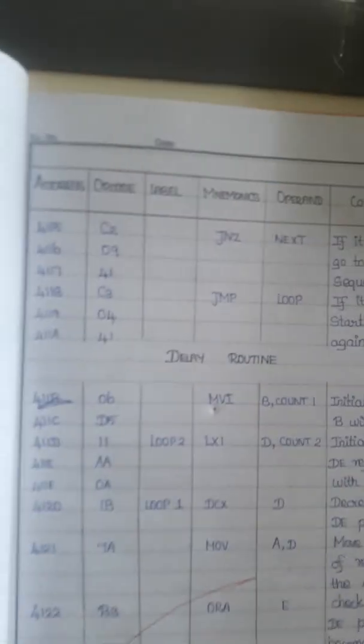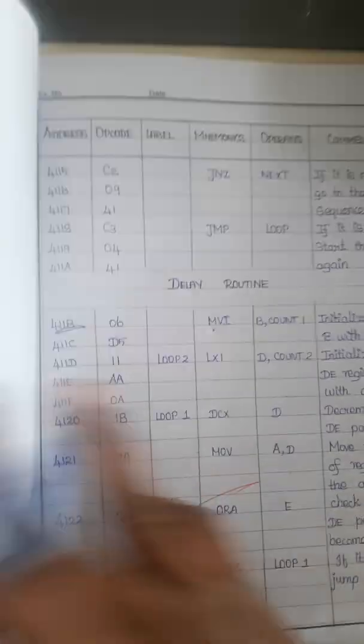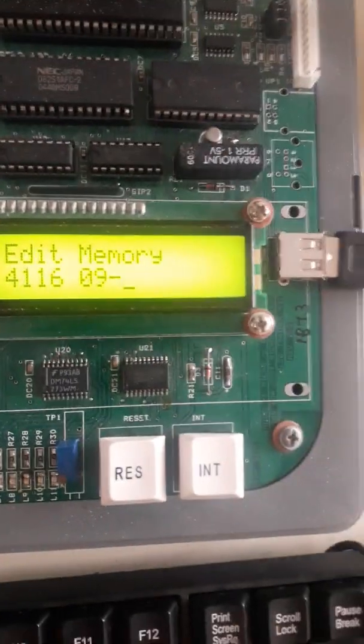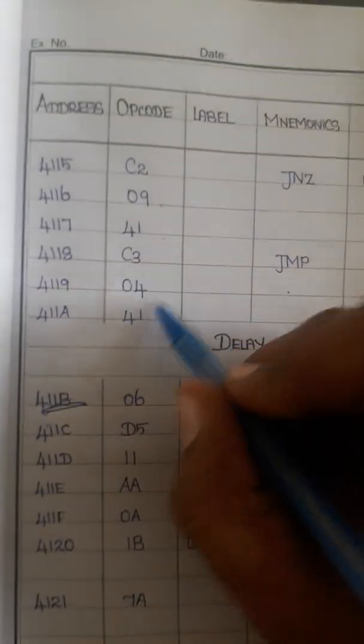The label of the next address is 4109, so this would be entered here, 09 41. So C2 09 41. After that, the jump instruction opcode is C3, and the loop address is 4104. So C3 04 41.